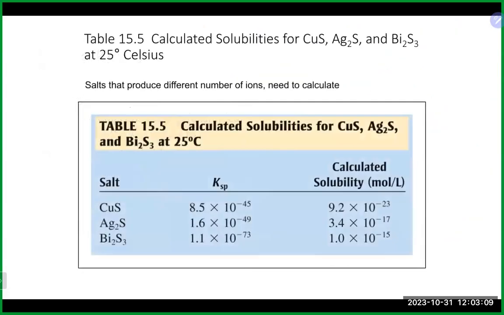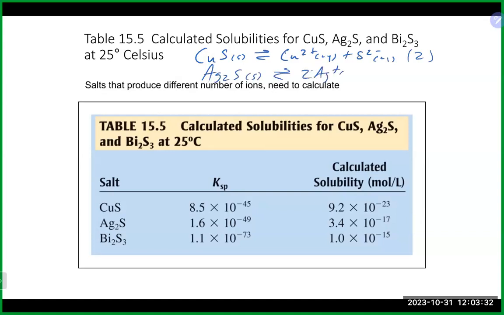But when you look at something like these 3 salts here, for example copper 2 sulfide, when that breaks apart into ions, we get a copper 2 ion and a sulfide ion, and that's 2 ions, obviously. If we take silver sulfide, that's going to break apart into 2 silver ions and 1 sulfide ion, and that's a grand total of 3 ions in that case.